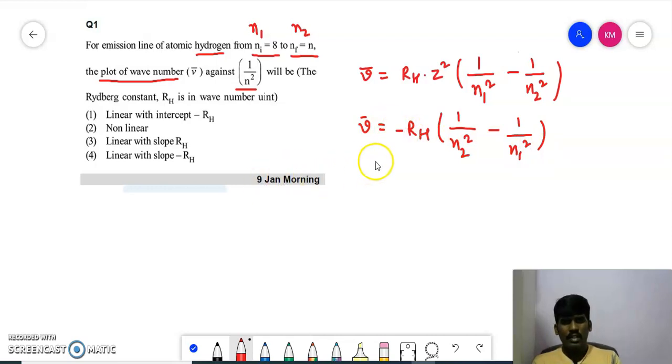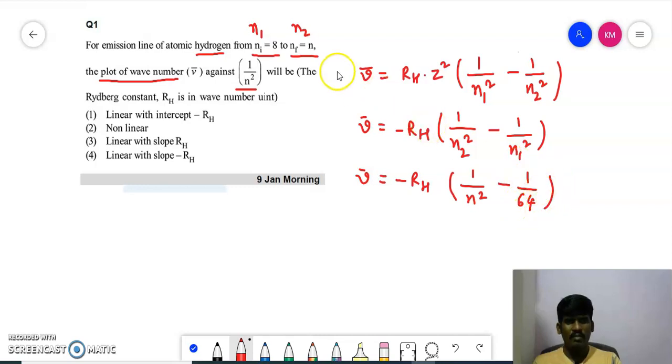Now let's move on to the next step. As you know, nu bar is equal to minus RH, N2 value will be equal to n. So it will be 1 by n square minus 1 by 64. Why? Because N1 value will be equal to 8, 8 square is equal to 64. And then nu bar is equal to minus of minus plus, so RH by 64 minus RH by n square.